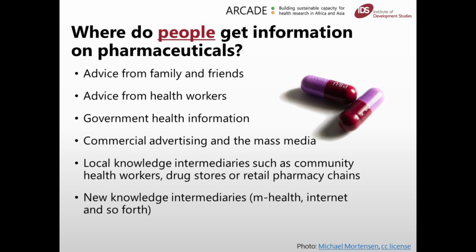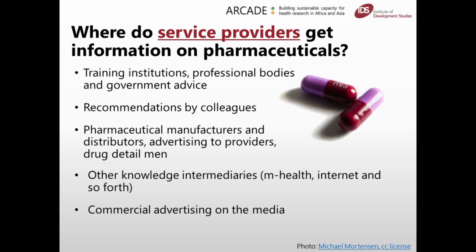Where do service providers get information on pharmaceuticals? Well, first, if they've been formally trained, they will have obtained information from the training institutions. Their professional bodies provide information, and government may provide advice. They also will be getting recommendations by colleagues. In addition, the pharmaceutical manufacturers and distributors of drugs produce advertising to influence providers, and they may also send out drug detail men to visit providers and maybe to provide financial inducements to supply and sell more of their products.